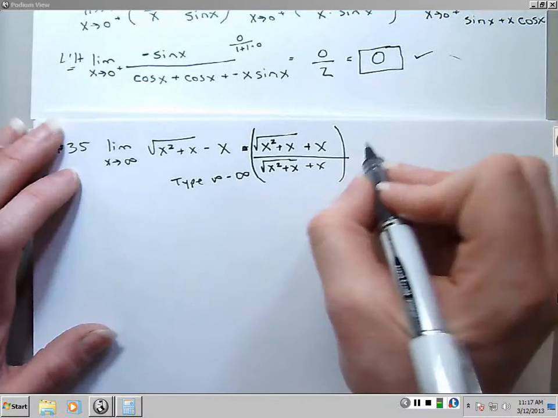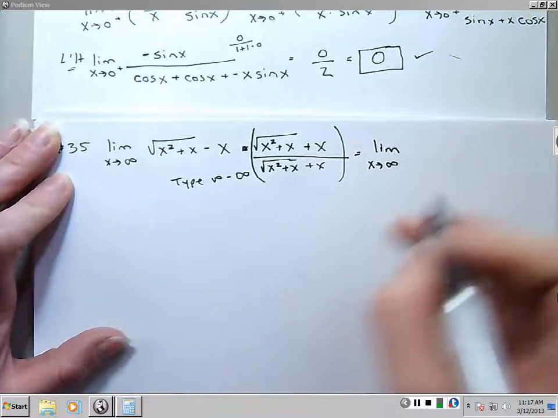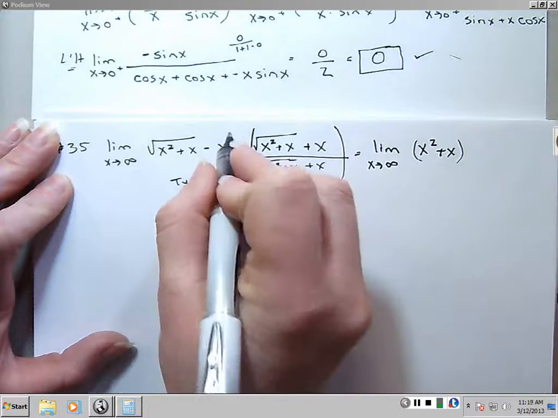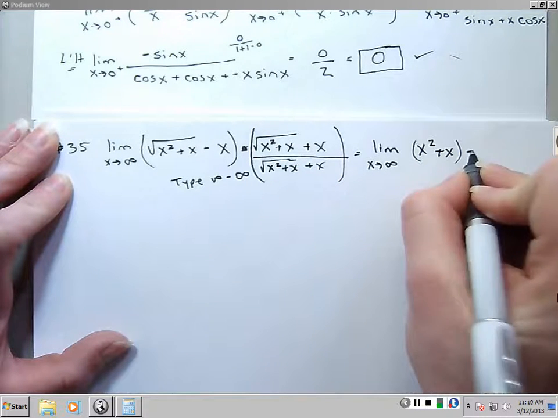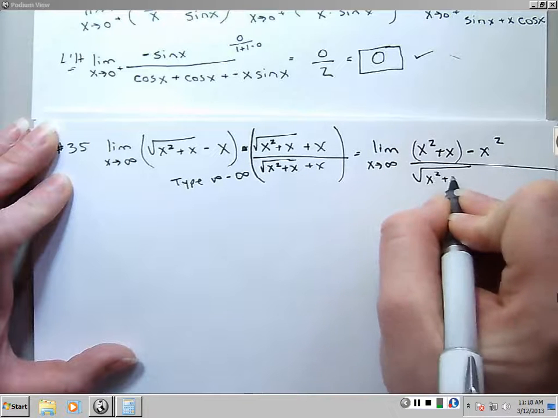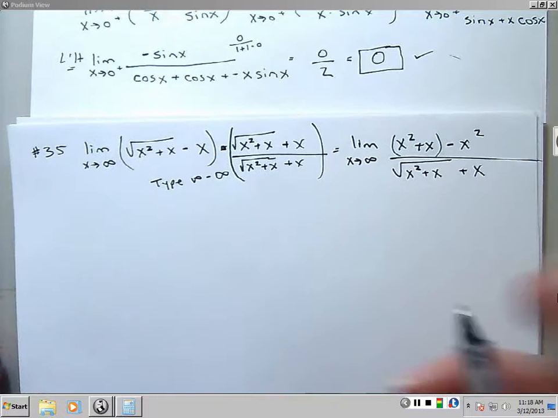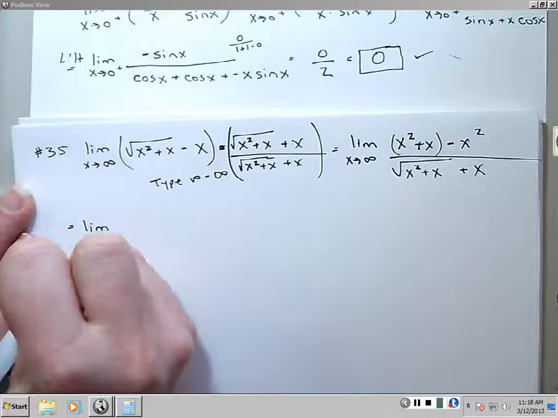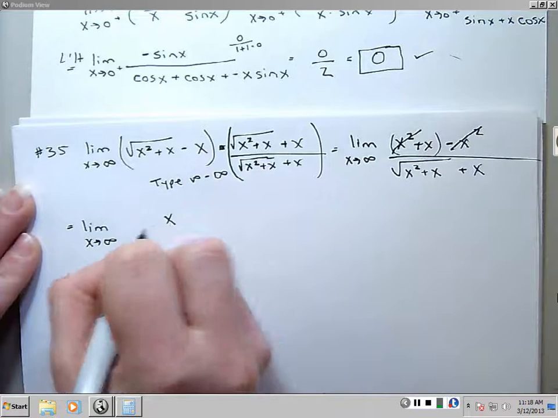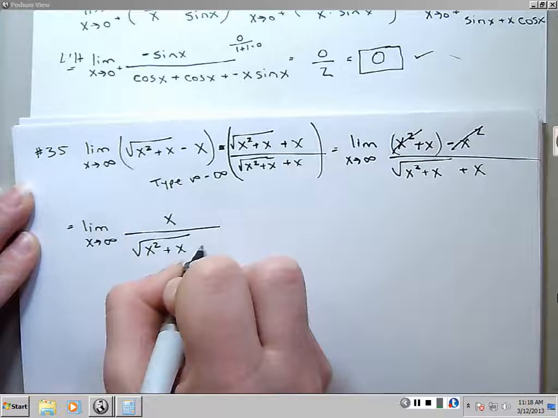So if I multiply top and bottom, I get the limit as x goes to infinity of x squared plus x. The middle two terms cancel, and then I'm minus with minus x squared, right? And then on the bottom, I still have the square root of x squared plus x, plus x. So if I clean this up a little bit, I get the limit as x goes to infinity. The x squareds cancel, and I'm left with x over the square root of x squared plus x, plus x.